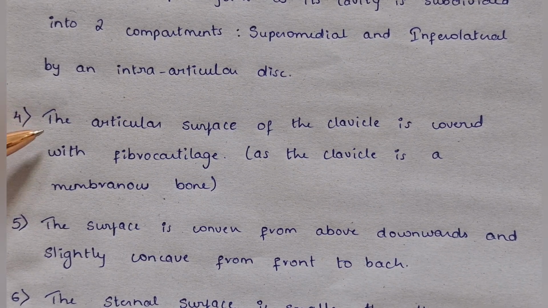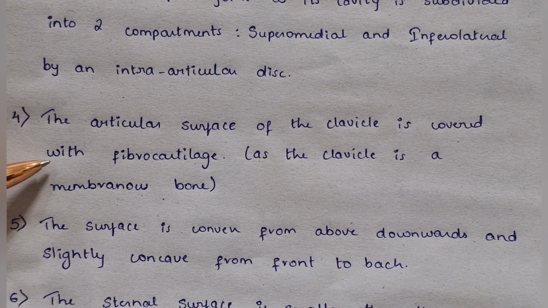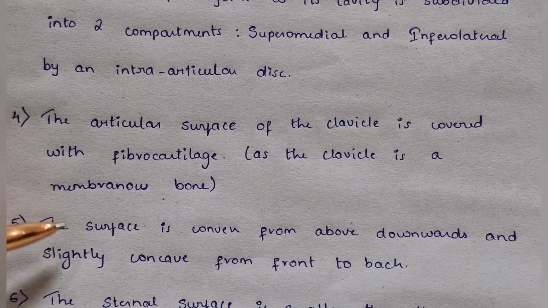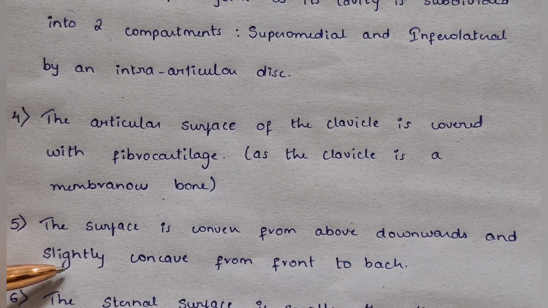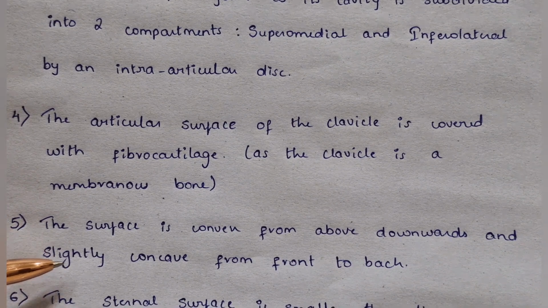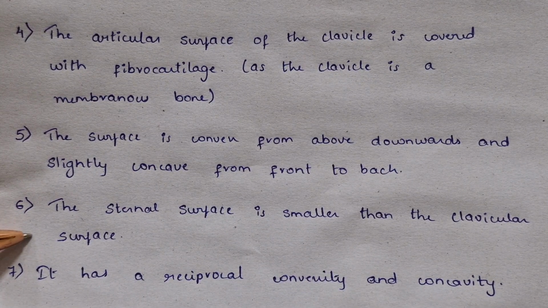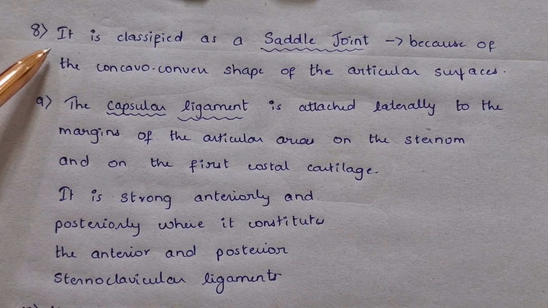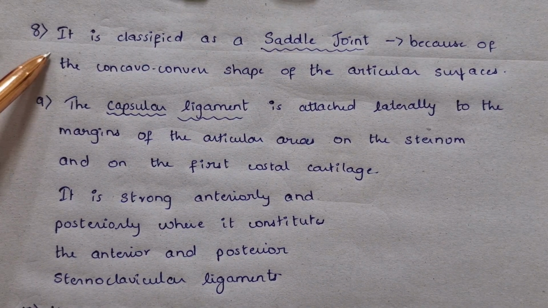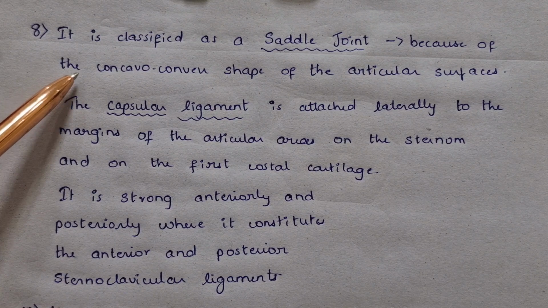The articular surface of the clavicle is covered with fibrocartilage, as the clavicle is a membranous bone. The surface is convex from above downwards and slightly concave from front to back. The sternal surface is smaller than the clavicular surface. It has a reciprocal convexity and concavity. The sternoclavicular joint is classified as a saddle joint because of the concavo-convex shape of the articular surfaces.